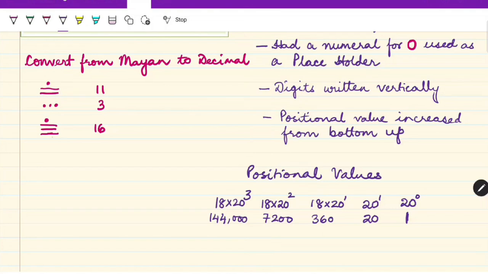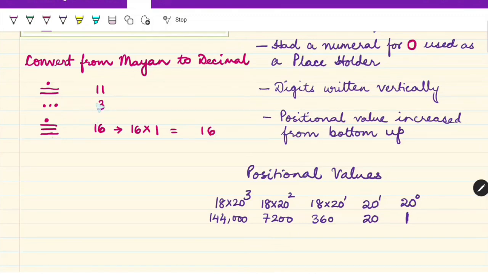All right. However, to convert from the Mayan to the decimal, we will use the process of multiplying each digit by its positional value. So the bottommost place value is a 1. So we take this number 16 and multiply it by 1, or 20 to the power 0. So I'm going to write this as 16 multiplied by 1, which is 20 to the power 0, to get a value of 16.